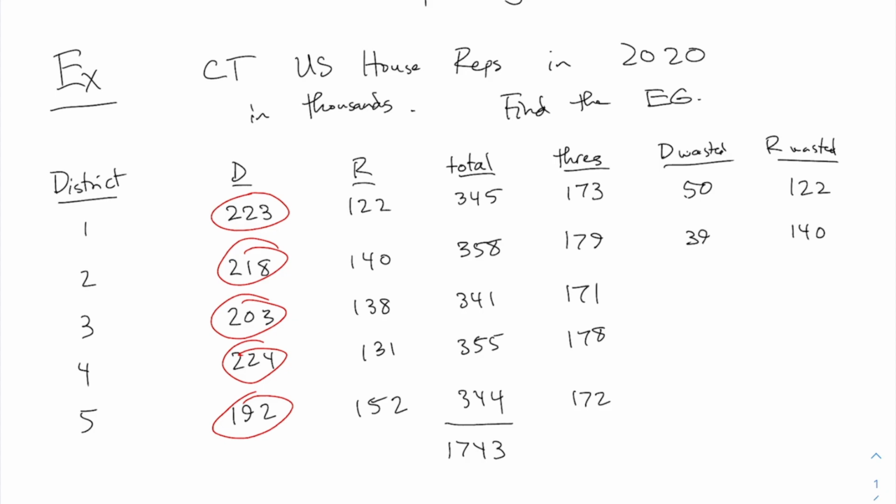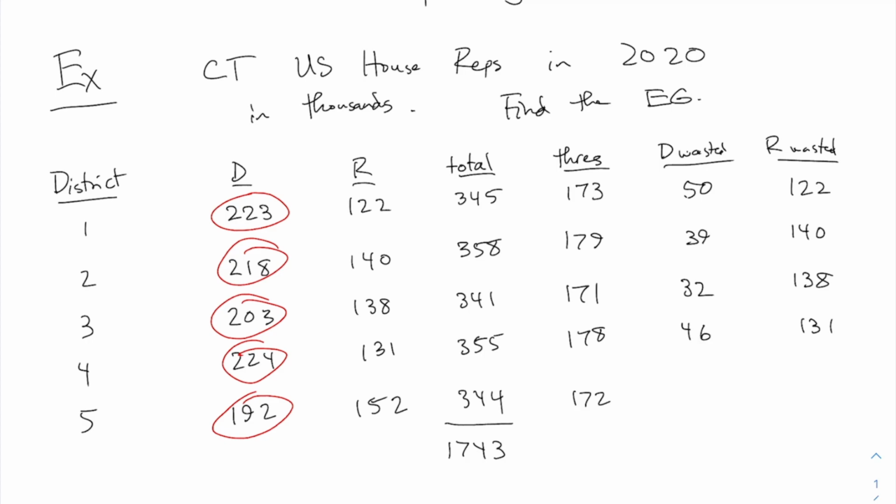Okay, next one. 203 for the D's, 138 for the R's. Again, all the R's are wasted, so the Republicans wasted 138. And then for the D's, it's going to be whatever 203 minus 171 is. On my paper, I said it was 32, which I think is correct. All right, you just got to subtract the numbers here. The next row, the R's wasted everybody, 131. And then the other one is 224 minus 178, which is 46. We're almost done with this one.